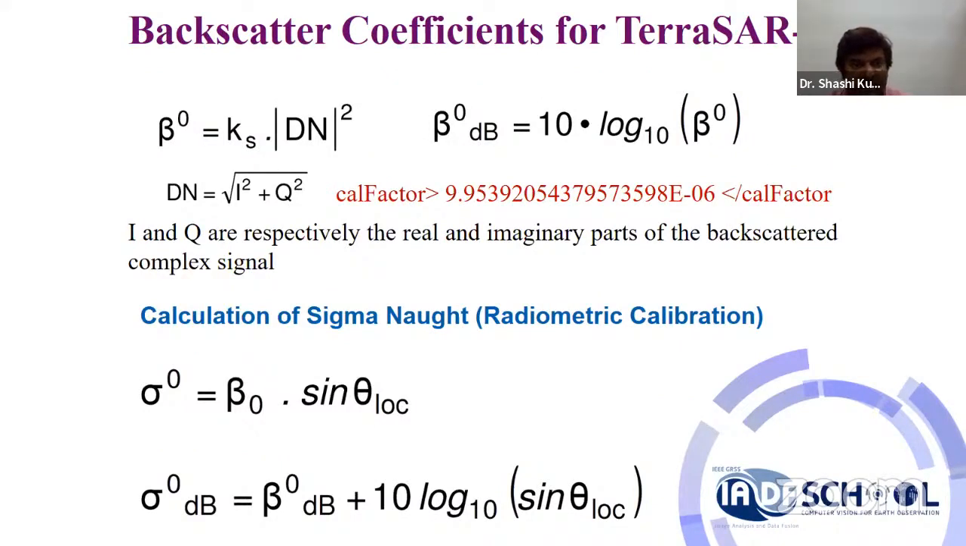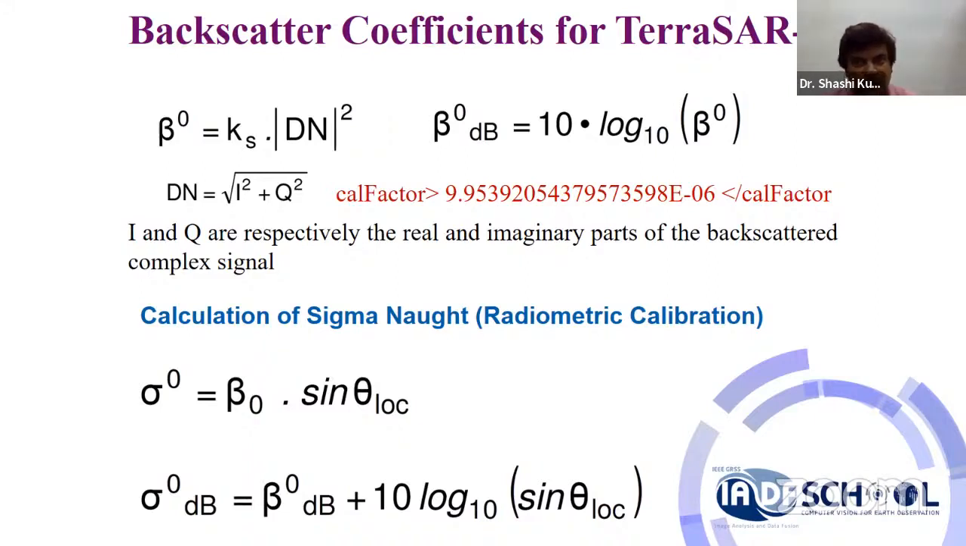Now, this is the backscatter coefficient image generation for the TerraSAR-X image. So first the beta naught image is generated. The formula will be provided by the space agencies, because the radiometric calibration formula is the responsibility of the space agencies. Before providing the data set to the users, the data set will be well calibrated, and the calibration constant values will be provided for the radiometric calibration. So first the beta naught will be calculated. That equals Ks multiplied by DN square. Here DN square is your amplitude value, which we have seen is calculated with the help of I square plus Q square.